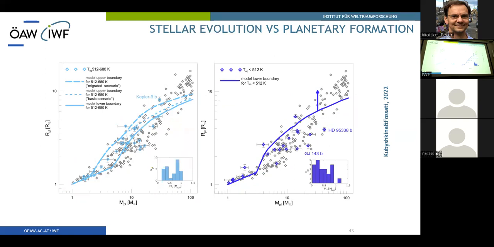So the last thing which I say here is that there is something we do not pretty well understand about the planetary population, about M stars, and that might be lying somewhere in the formation of these planets, in their compositions.